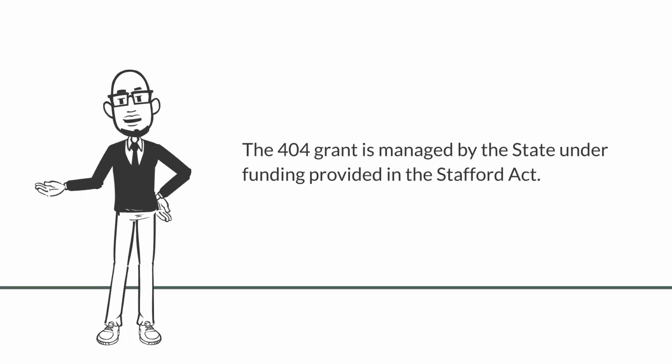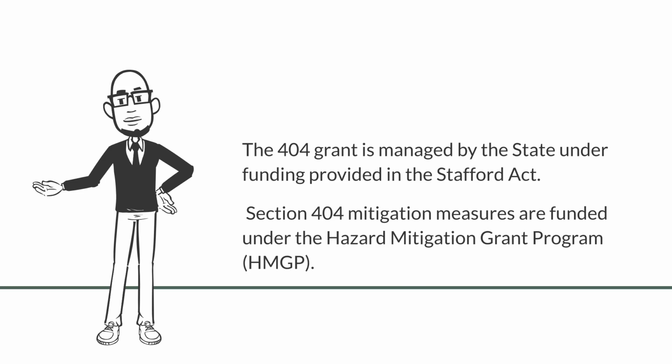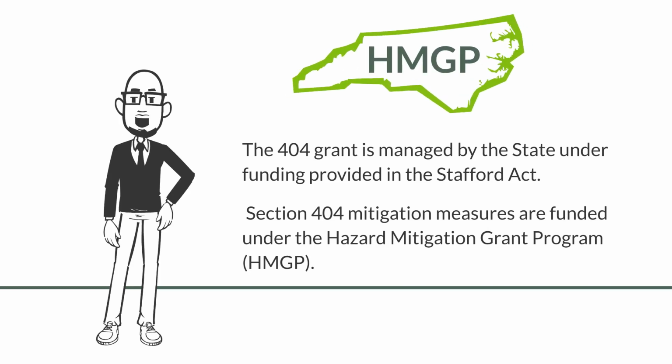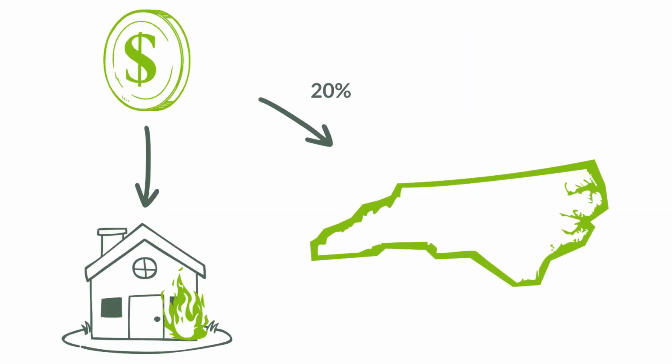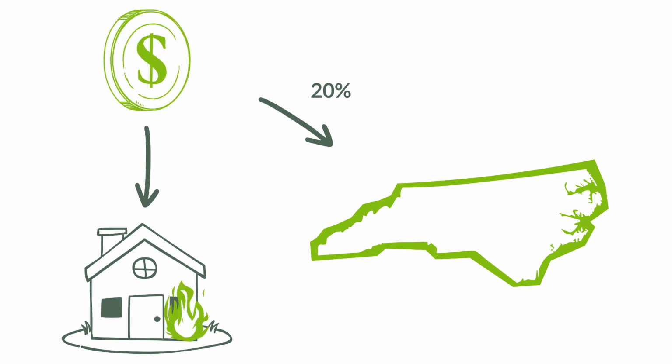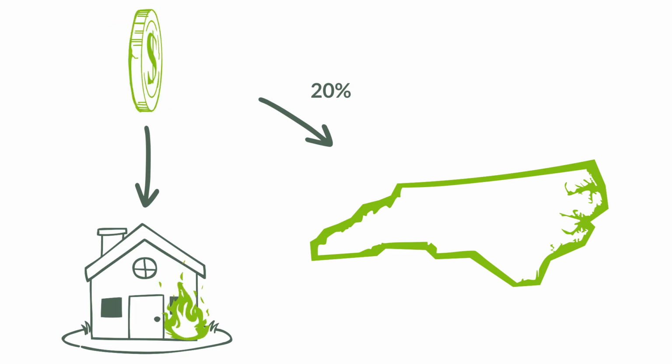The 404 grant is managed by the state under funding provided in the Stafford Act. Section 404 mitigation measures are funded under the Hazard Mitigation Grant Program, HMGP. The state receives 20% of the total federal share of the declared disaster damage amount and uses it to fund projects anywhere in the state, regardless of where the declared disaster occurred or the disaster type.